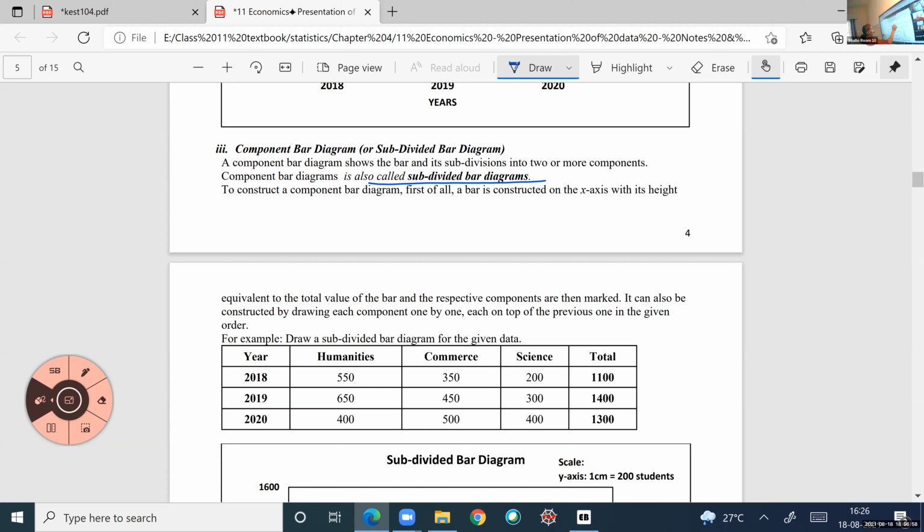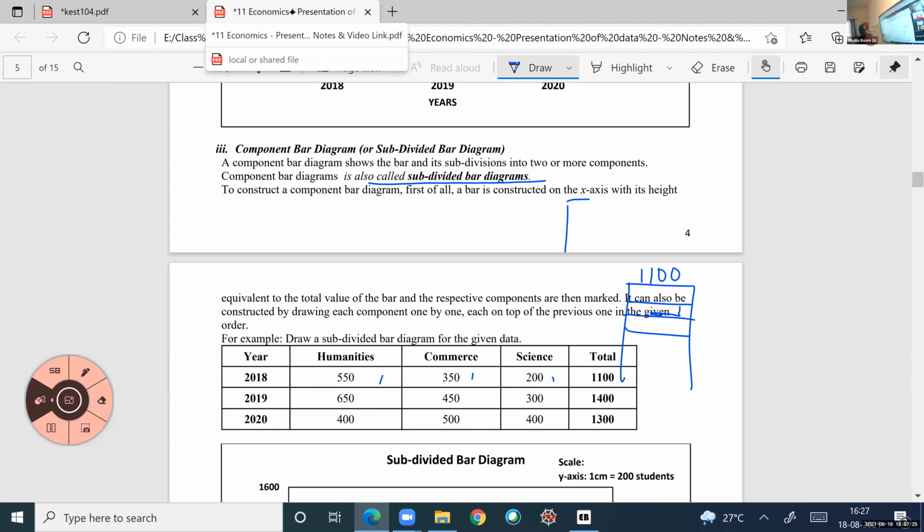So here we will draw one bar. Now out of this bar, here total is how much? This will be 1,100. And in this 1,100, what are the subdivisions? 550, then 350. Sorry, this will be more. Okay, 350, 200, like that we will be subdividing. In this way, when we are presenting that, we call it a component bar diagram. This I will be telling you once more in the next class.